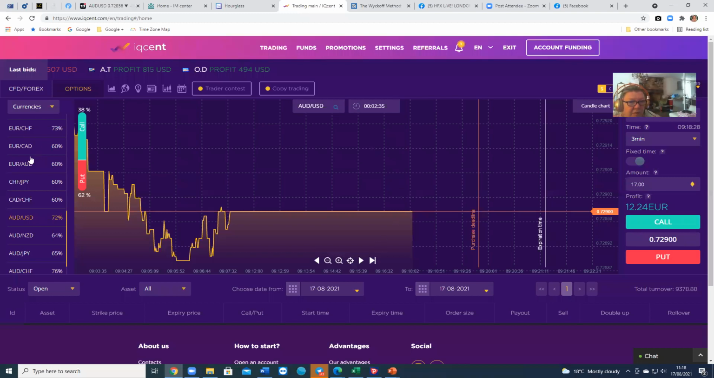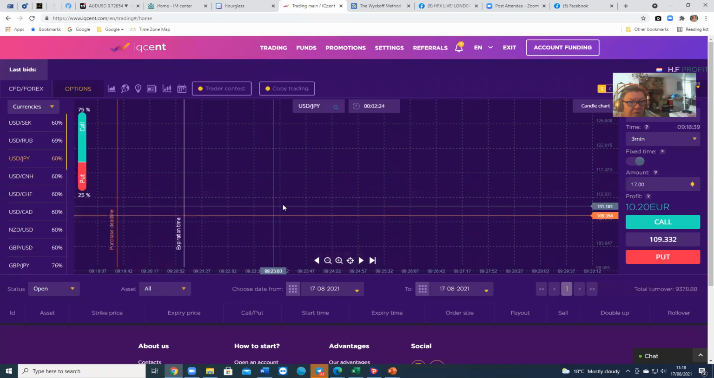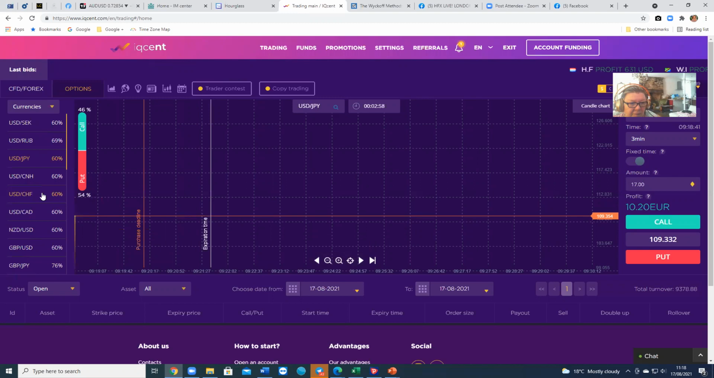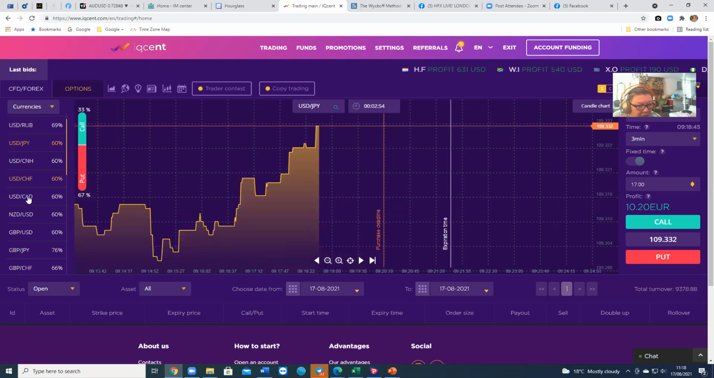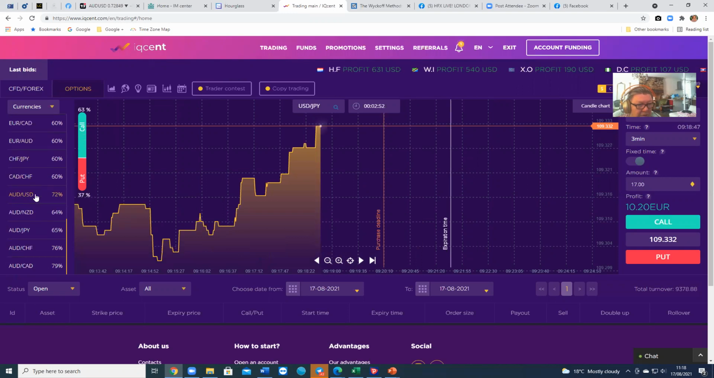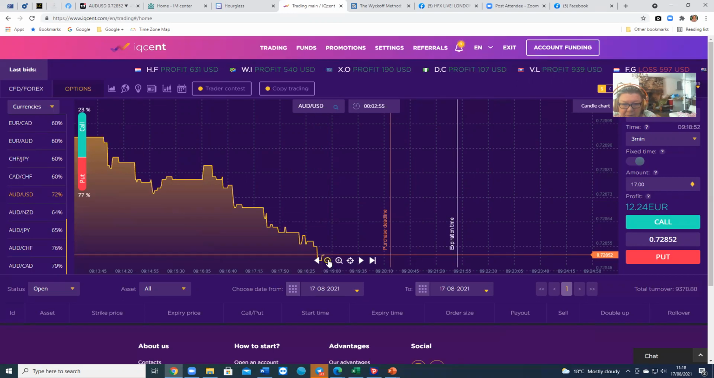Just want to look up at USD JPY, still at 60. So we don't want to be trading that. Come back to, so we're down at, sorry, that was the broker chart that's stuck. We're down at the 852.